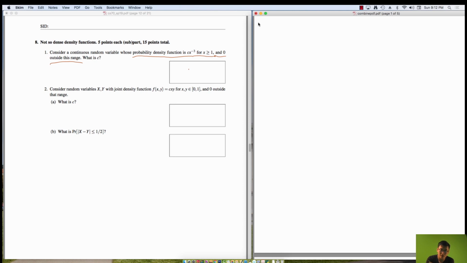So if you recall, for any valid probability density function f of x, we have the property that if we integrate from negative infinity to infinity over this density function, we should get 1. Right? And so we can use this property to solve for c. So we know that the density is cx to the negative 3 for x greater than or equal to 1 and 0 outside this range. So we only need to integrate over the places where this density function is non-zero. So it's non-zero for x greater than or equal to 1, or when it's 1 to infinity.